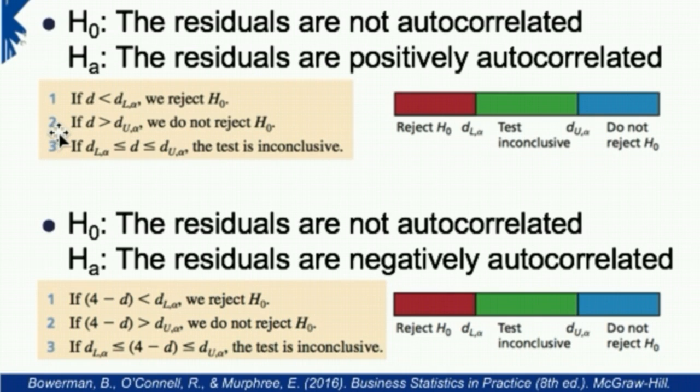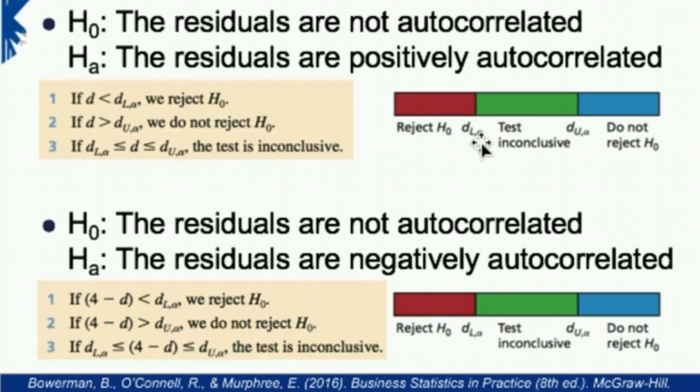Now, to perform this test, we need the value of d, which is computed using the formula shown earlier, and then we will compare this to two values so that we can make an interpretation. The values are d sub L alpha and d sub U alpha, and these are critical values that we can obtain from the Durbin-Watson table. It's in the appendix of the Business Statistics Practice textbook. These values can be determined based on k, the number of independent variables, and n, the number of observations in the dataset.